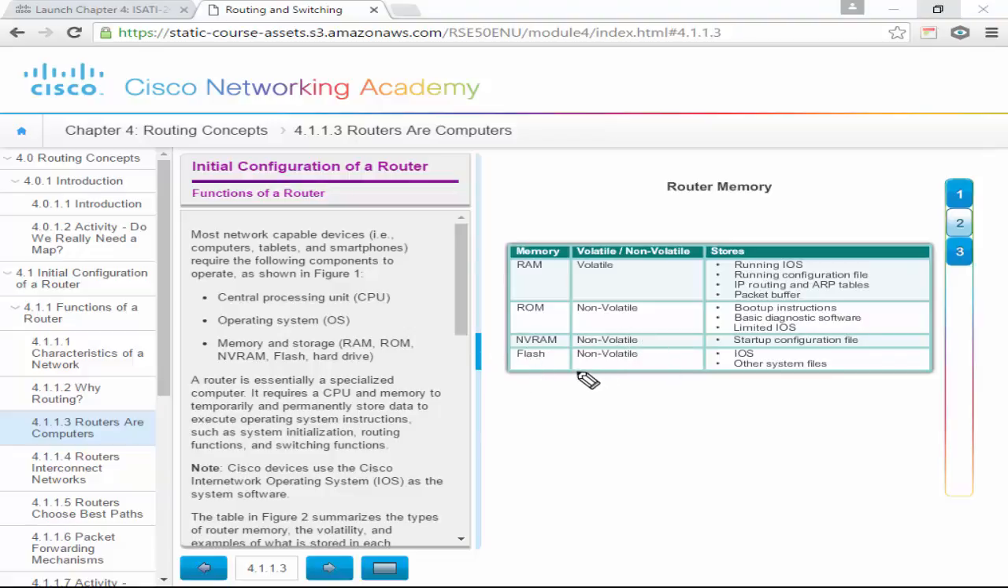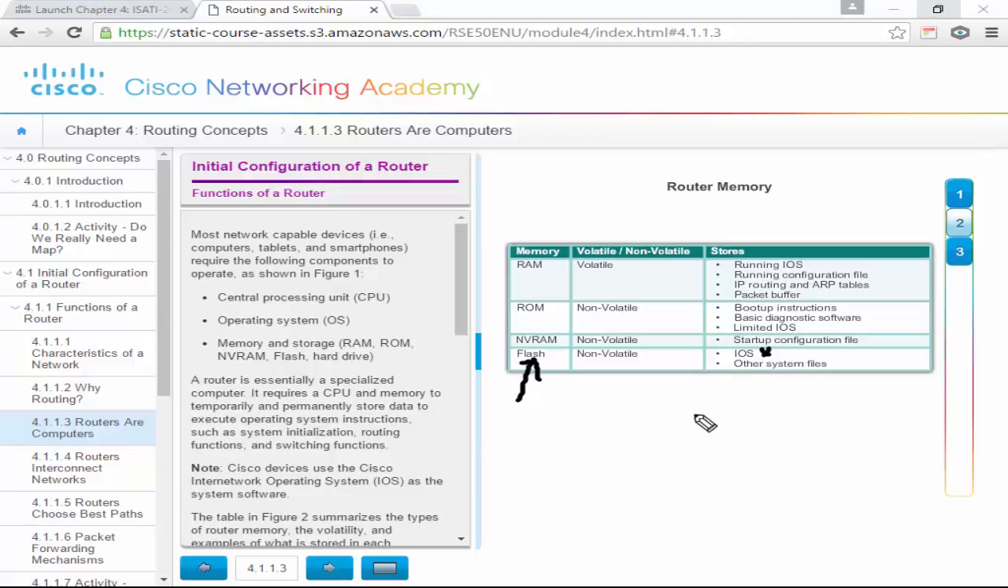Then we have the NVRAM, right? And so the NVRAM is non-volatile RAM, and it's kind of special. All it saves is the configuration file, and it's built into this thing. Then we have the flash, and the flash is like our hard drive. The flash is our hard drive, and it's non-volatile, and it's where the IOS is saved before it's running.